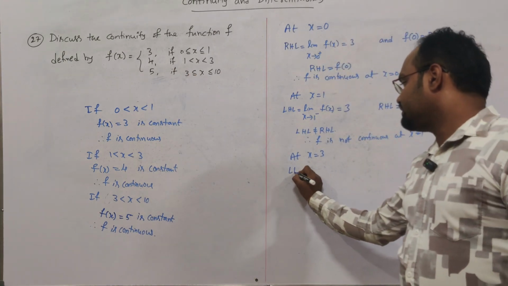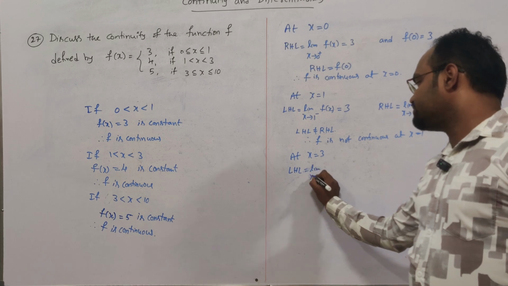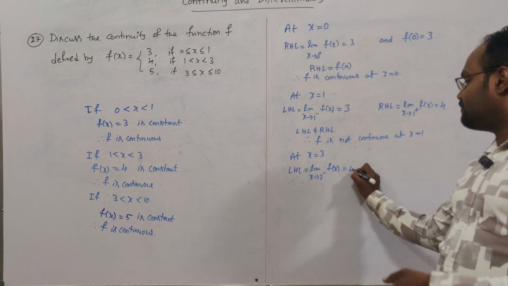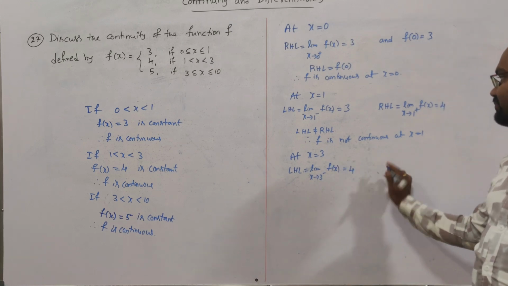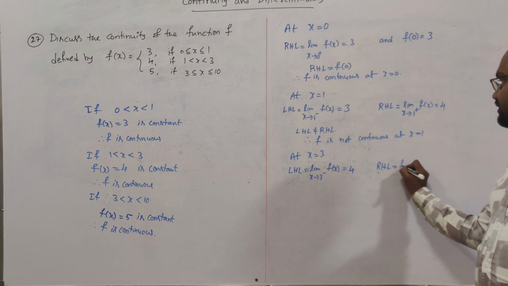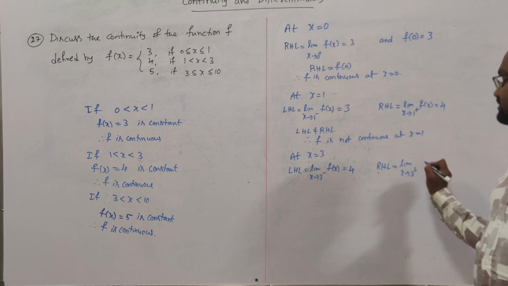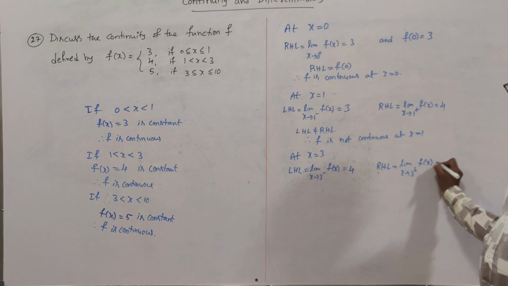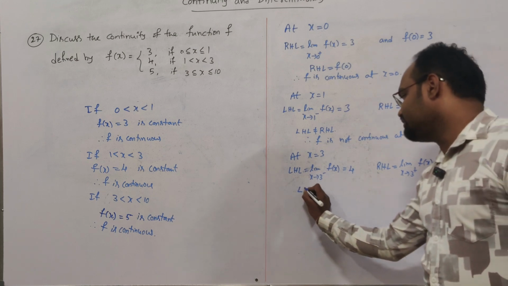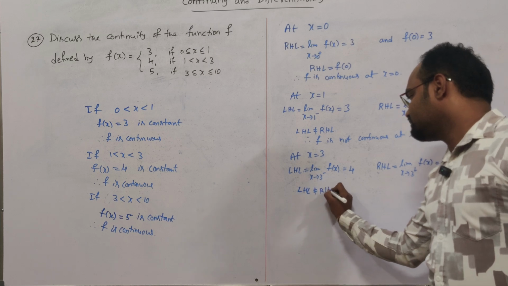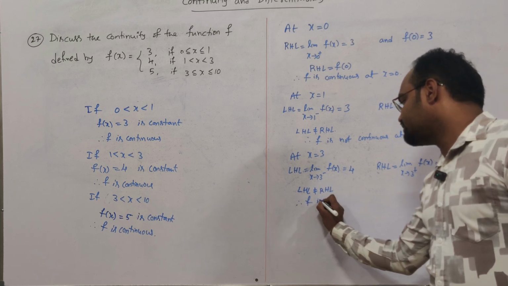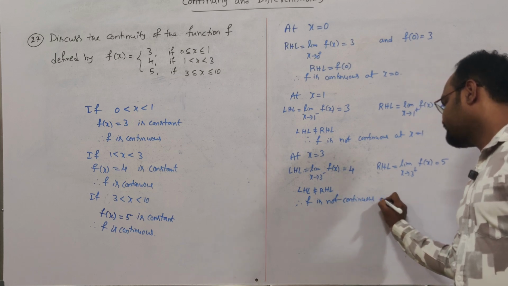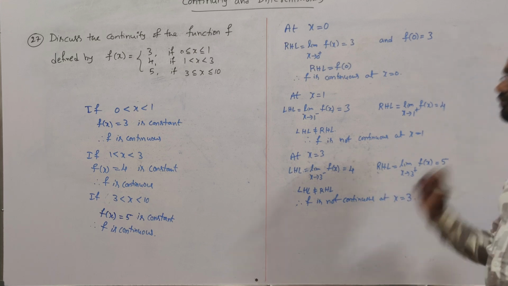LHL is not equal to RHL. LHL will be the limit as x tends to 3 minus of f of x; slightly less than 3, the function is 4. And RHL is what? The limit as x tends to 3 plus, slightly greater than 3, f of x is 5. So therefore LHL is not equal to RHL, therefore f is not continuous at x is equal to 3 also.